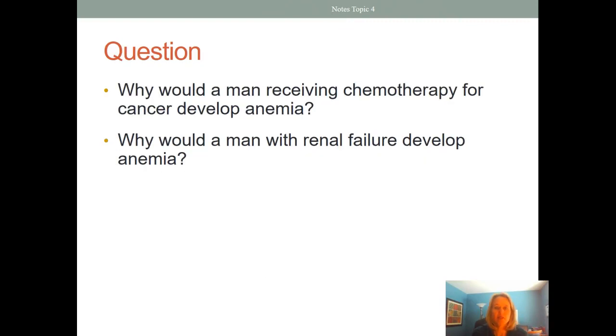So why would a man receiving chemotherapy for cancer develop anemia? Okay, he's going to develop anemia because the chemotherapy is suppressive to the bone marrow. And so this could result in something like an aplastic anemia, a reduction in red blood cells, white blood cells, and platelets. Why would a man with renal failure develop anemia? Okay, this fellow is going to develop anemia because in kidney failure, we're going to have decreased production of erythropoietin, and erythropoietin is the hormone that stimulates red blood cell production.